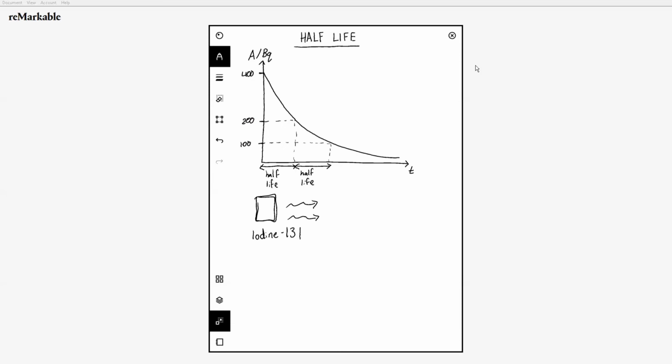Your source is constantly emitting particles and radiation, and its activity or its count rate is going to get less and less and less over time. So the half-life is the time it takes to get to half of its activity level, or to have half of the number of atoms. That more comes in at A level. So yes, that's a very brief description of half-life.